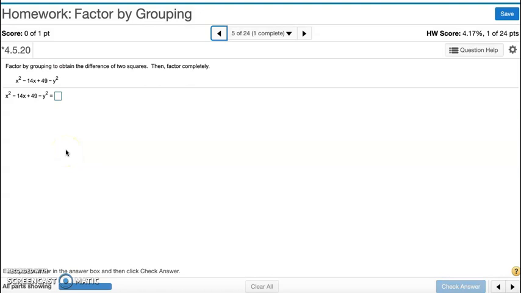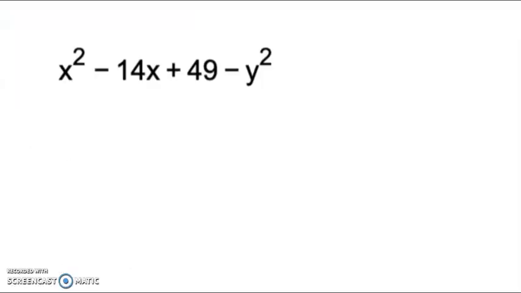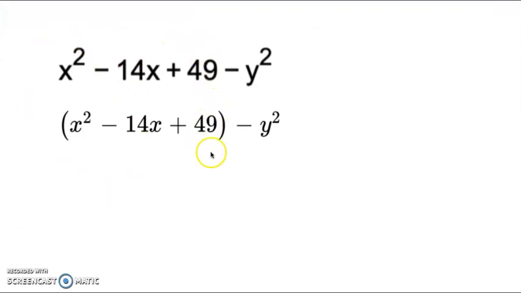Going back to number 5, it wants you to factor by grouping to obtain the difference of two squares, and then to factor it completely. So let's do that. What I'm going to do in this case is put parentheses around the first three terms because that's a perfect square trinomial.